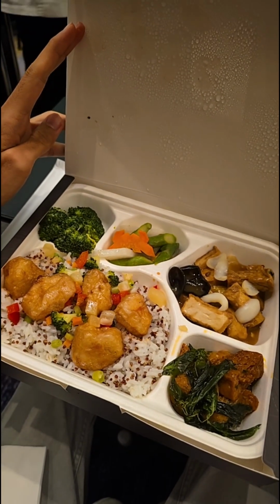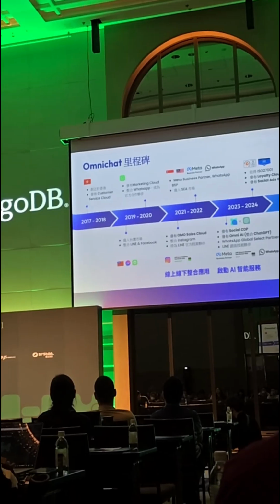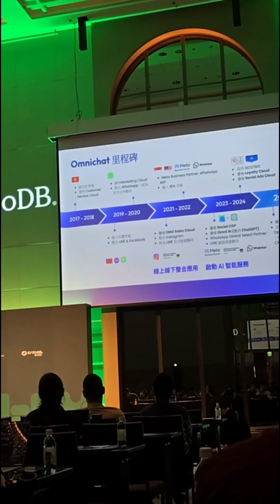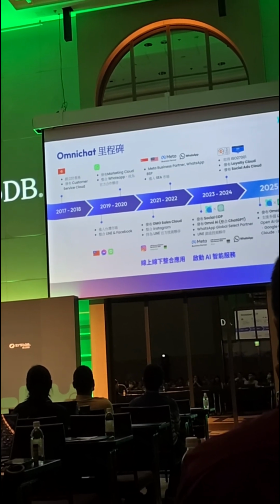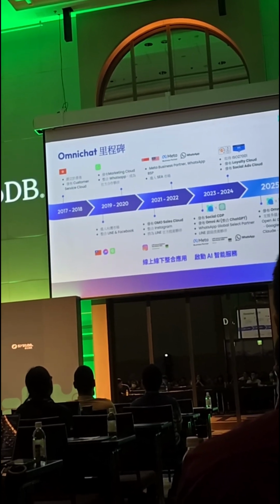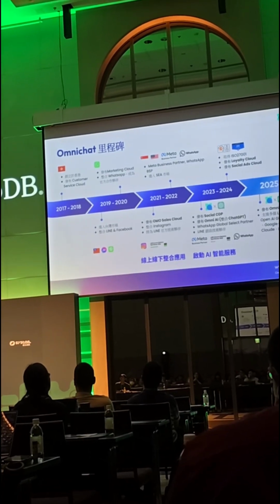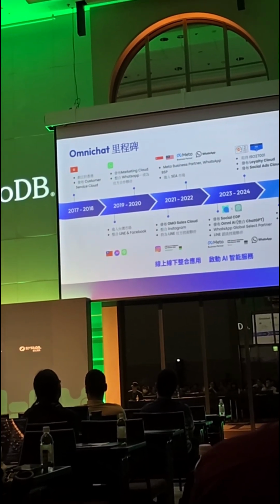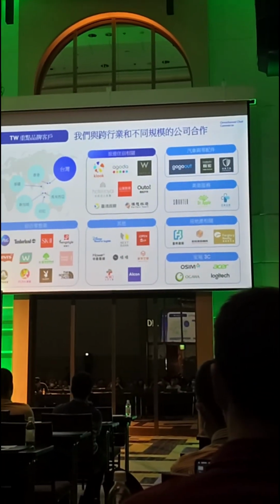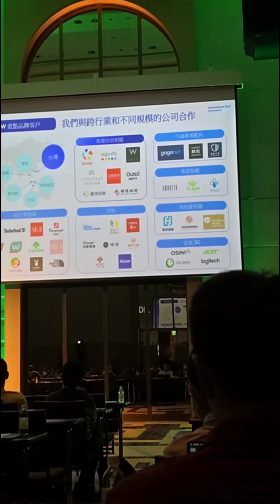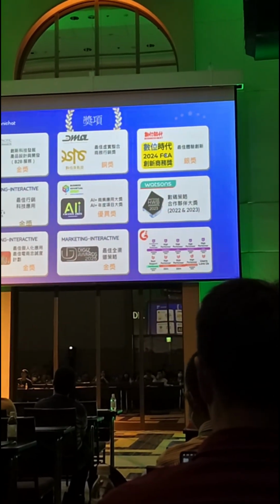So this is the vegan box. So here they are explaining what OmniChat is. OmniChat is basically a customer service platform which combines WhatsApp, Messenger, Telegram, like all kinds of social media things combined into one. These are all Taiwanese companies which are using the OmniChat and MongoDB combination.